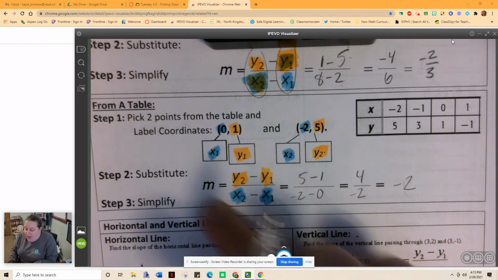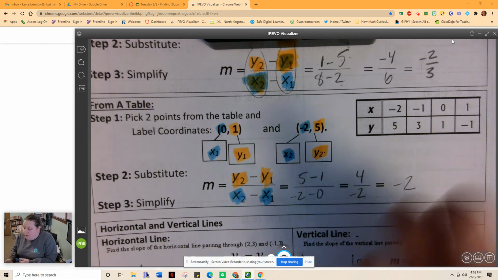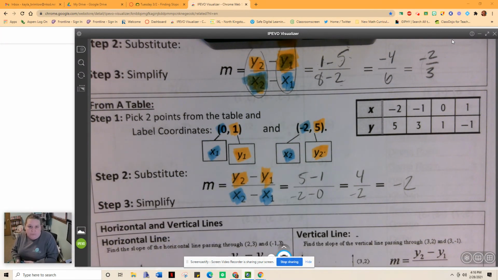When you have ordered pairs, you have to use the slope formula. You don't have another option. When you're given a table, you can use the slope formula. The slope formula works every time as long as you use it correctly.